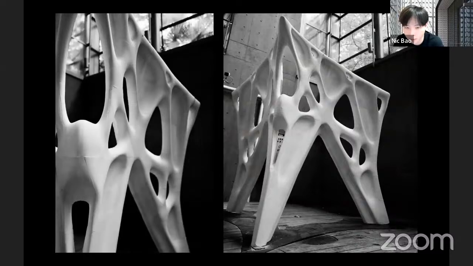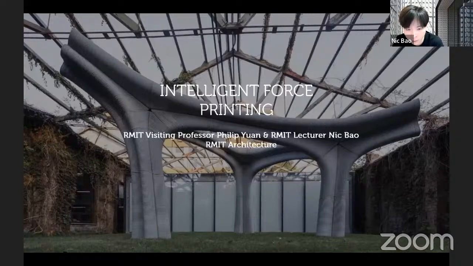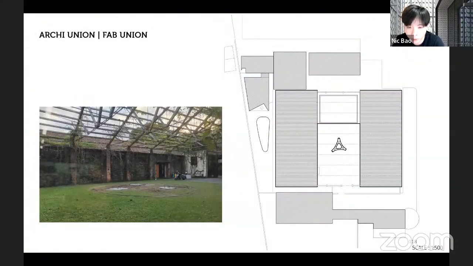So these are some nice photos from Shanghai. And this project is intelligent foam printing, as we invited Professor Philip Yuan as a visiting professor at MIT Architecture last year, and built up this concrete 3D printing project at IT Uni and Fabric Uni.